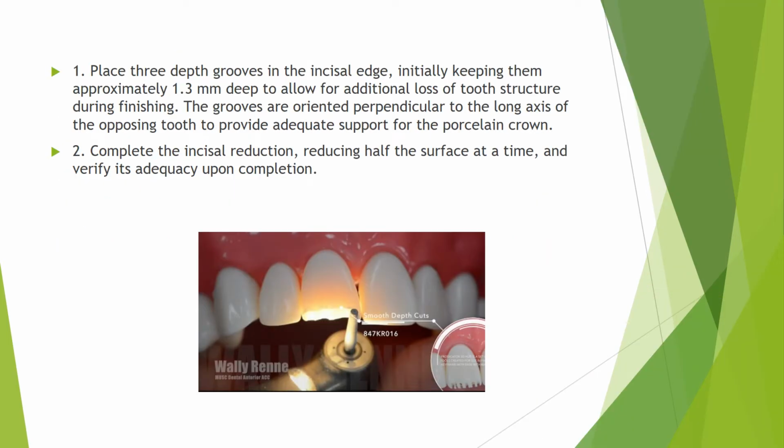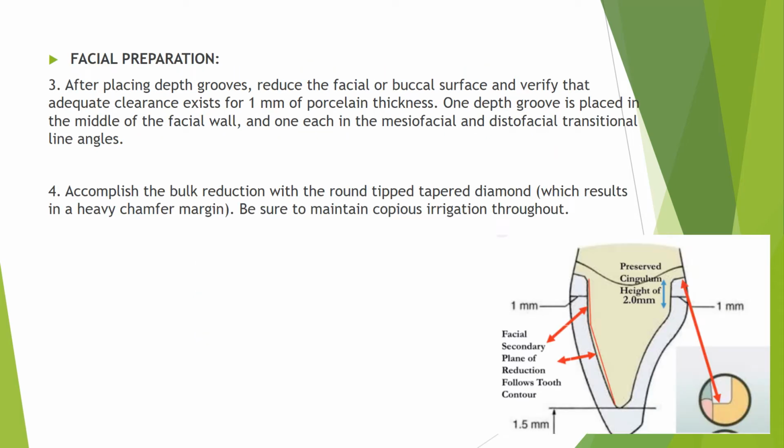All right. So you place the depth grooves on the incisals, 1 to 3, like we used to do. You take care of the incisal prep, like 1.5 to 2 mm. Then you have a depth of the incisal grooves in 2 planes, and that's how you prep. And then you do the reduction, right?